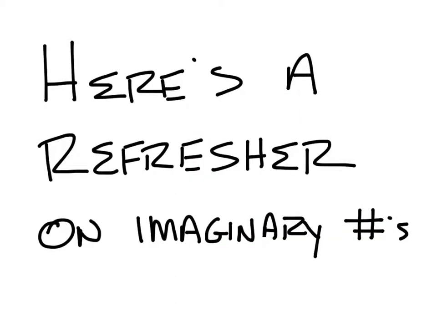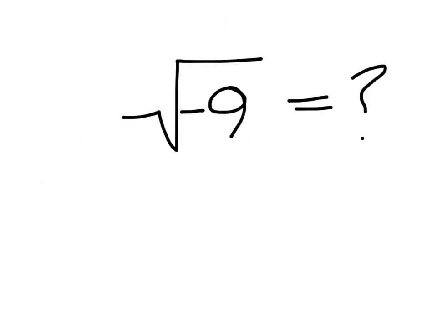So here's a refresher on imaginary numbers. We just went through them, but I want to make sure you still remember it. The square root of negative 9 equals what? 3i. Yes, as long as you remember that, you'll be good. But it's not just 3i, it's going to be, if you have a square root, then it should be plus or minus 3i.